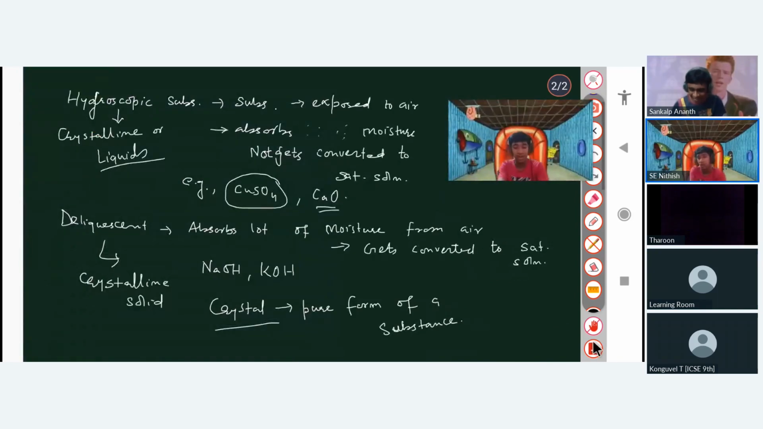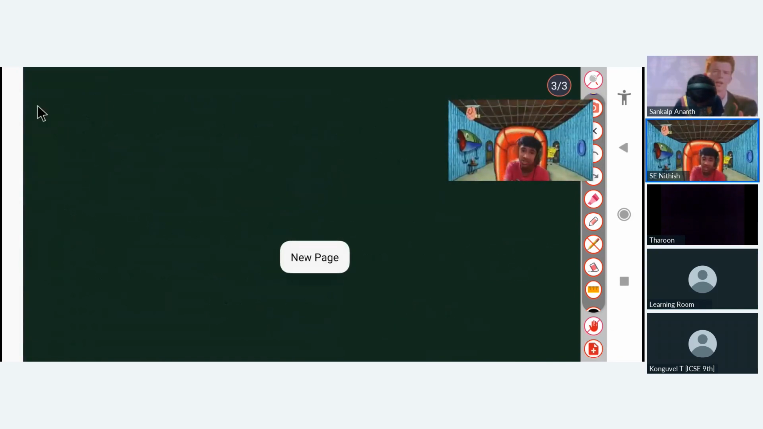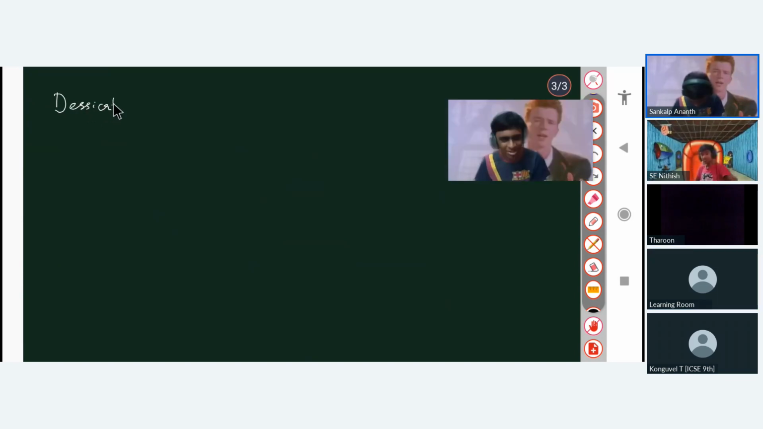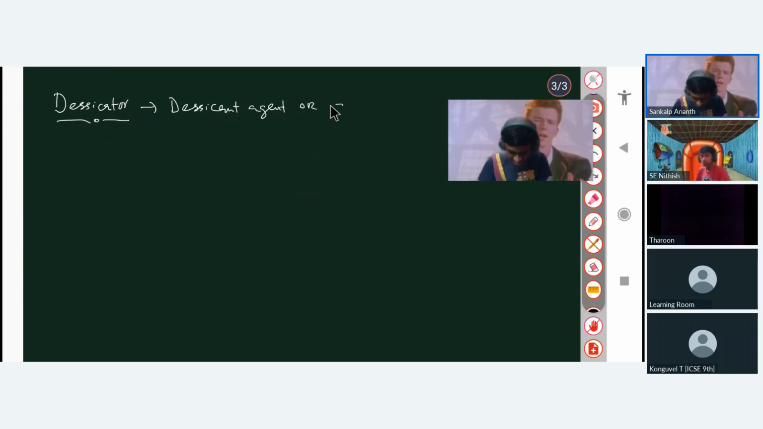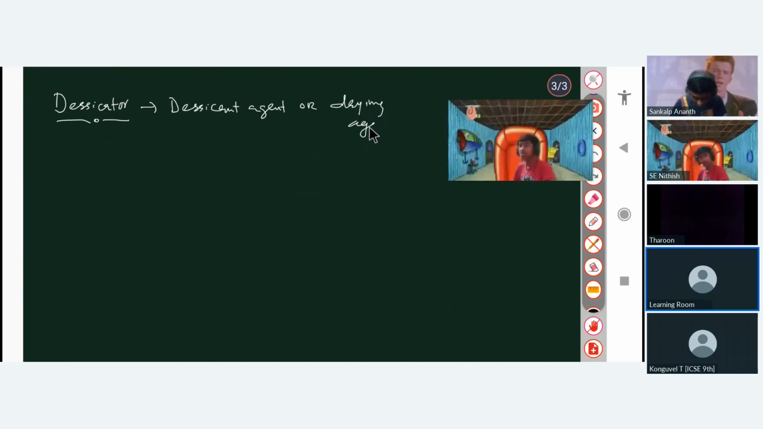I thought it was Epsom salt, then I thought it was washing soda, then I was like, okay, anhydrous salt. No, see. Desiccator means you are just using a desiccating agent, and I have already told you what desiccants are. They remove moisture from other substances. You can simply call them drying agents.